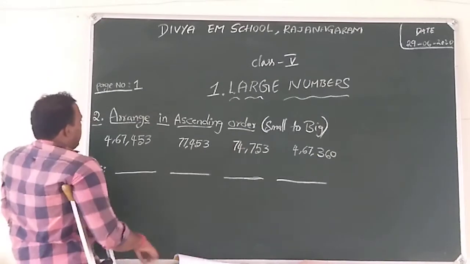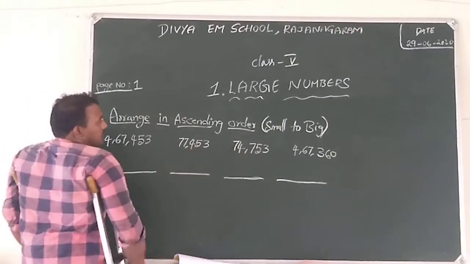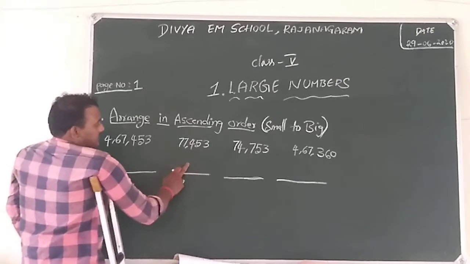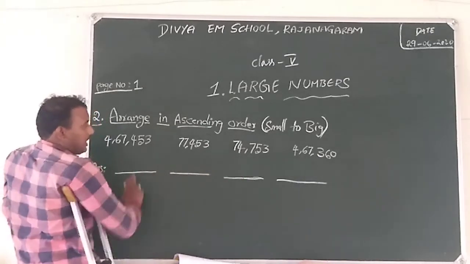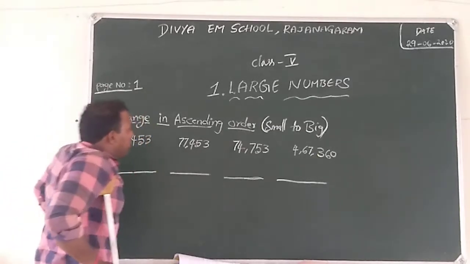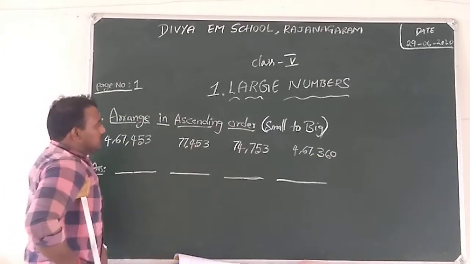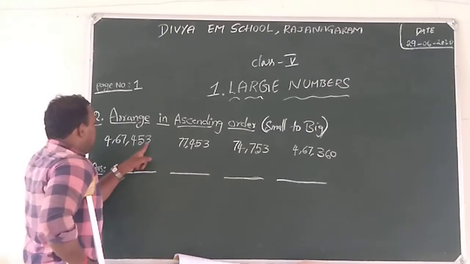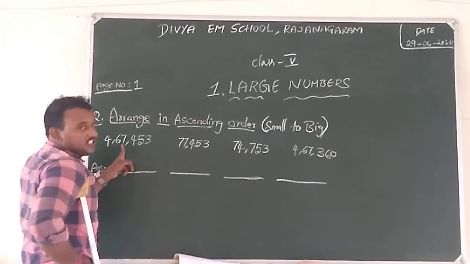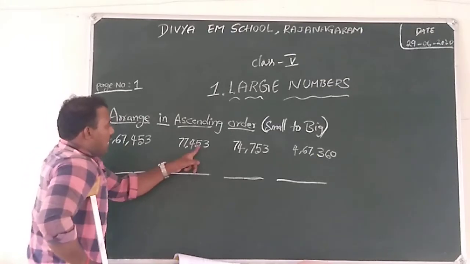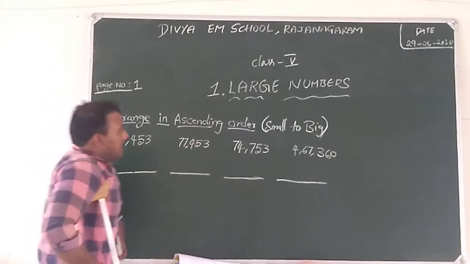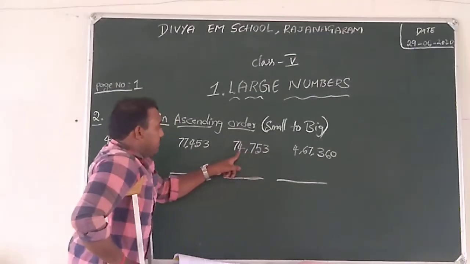We have four numbers here. Among all these, you need to find the smallest number and the second smallest, like that. Let's find the smallest number from these four. Observe: this is 1, 2, 3, 4, 5, 6, a 6-digit number, and this is 1, 2, 3, 4, 5, a 5-digit number.